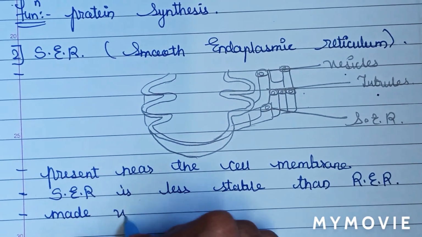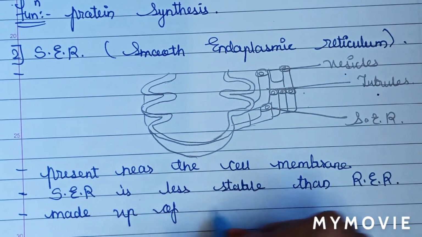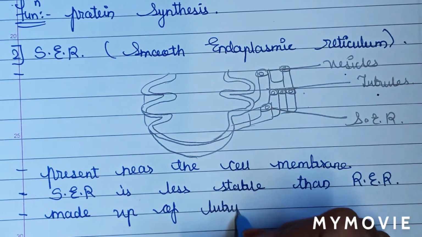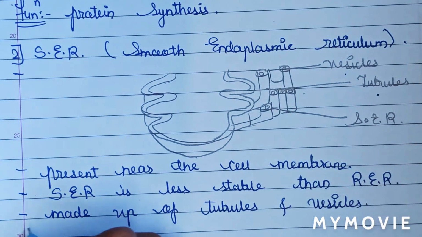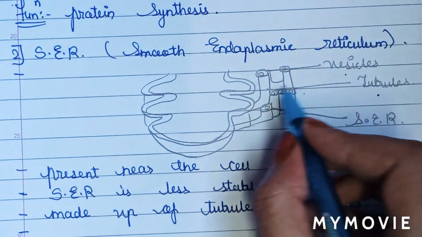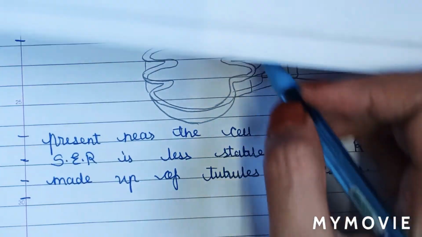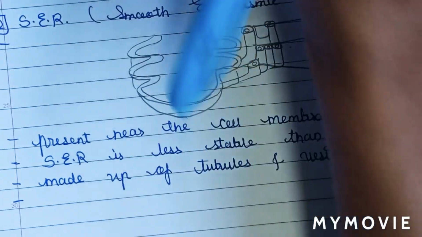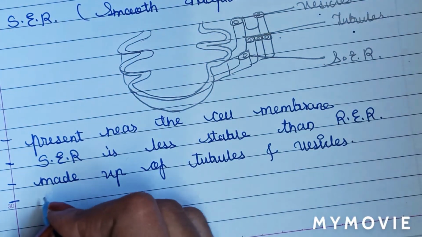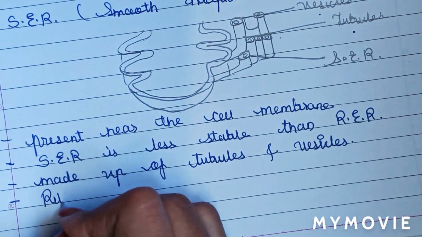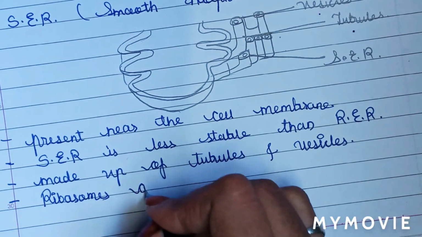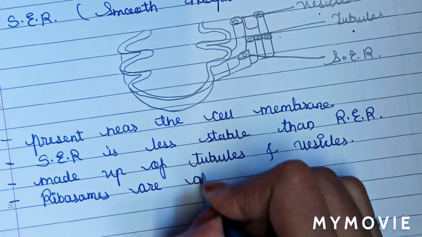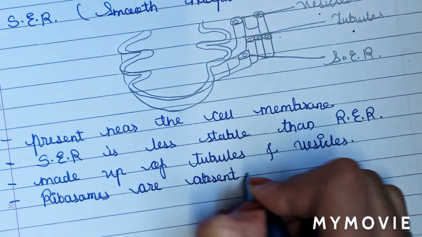Smooth endoplasmic reticulum is made up of tubules and vesicles. Here ribosomes are not present, so we will write ribosomes are absent. So it is having a smooth surface.